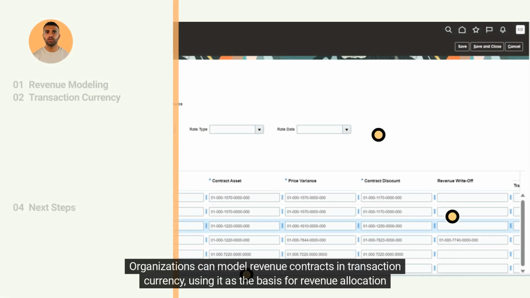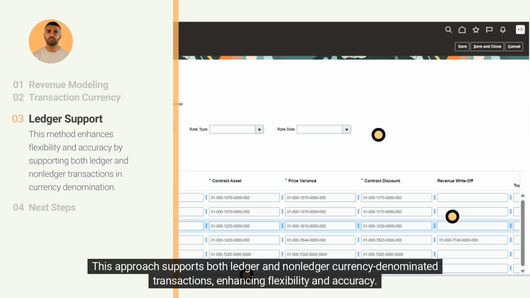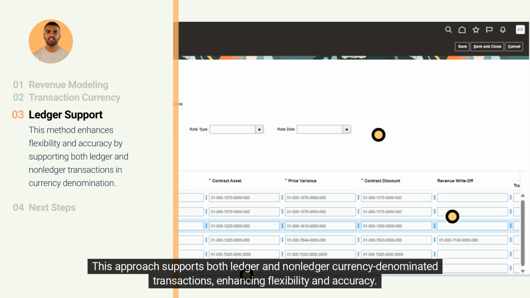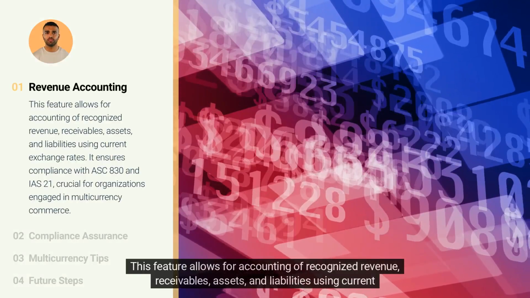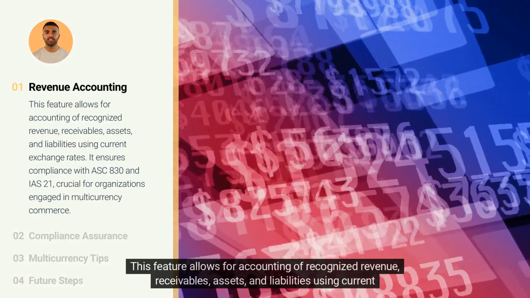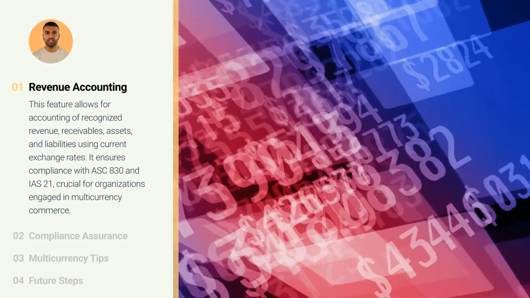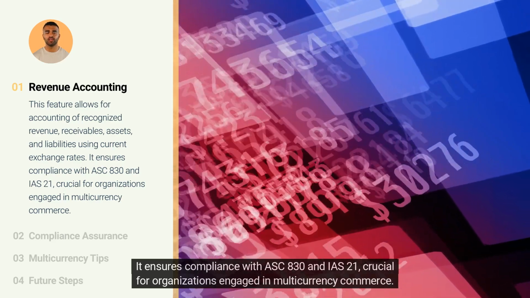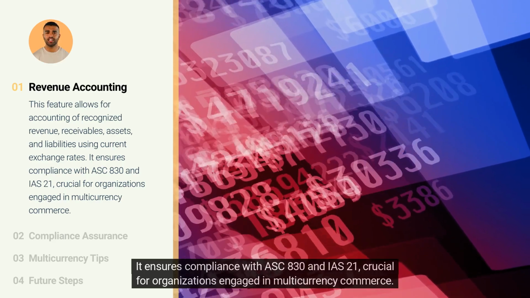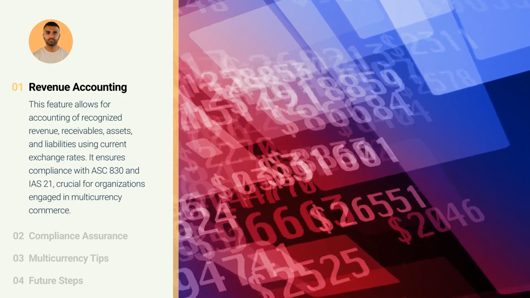Organizations can model revenue contracts in transaction currency, using it as the basis for revenue allocation and recognition. This approach supports both ledger and non-ledger currency denominated transactions, enhancing flexibility and accuracy. This feature allows for accounting of recognized revenue, receivables, assets, and liabilities using current exchange rates. It ensures compliance with ASC 830 and IAS 21, crucial for organizations engaged in multi-currency commerce.